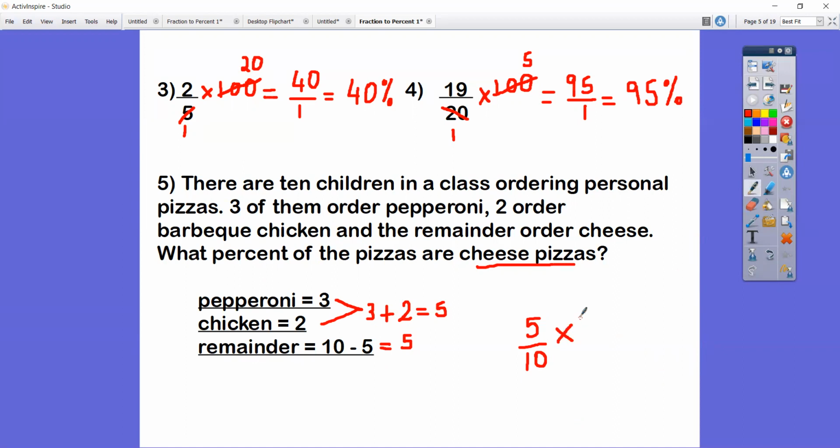And to convert it to a percent, we multiply by 100. Let's go ahead and do our little reduction here. 100 divided by 10 is 10. And then finally, 5 times 10 is 50. And that denominator is 1. So that would be equal to 50%.